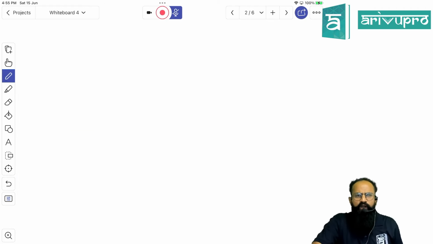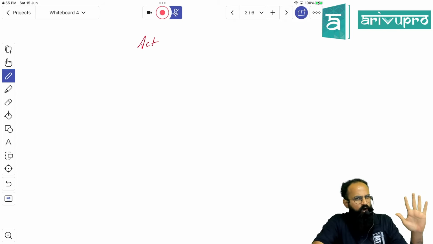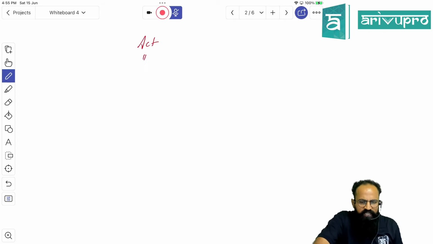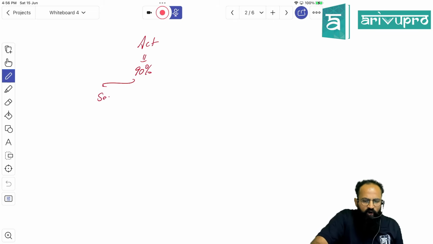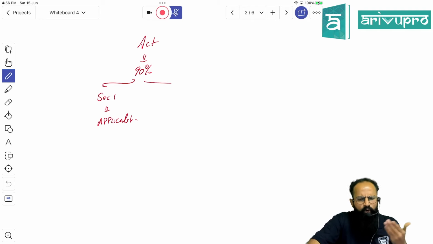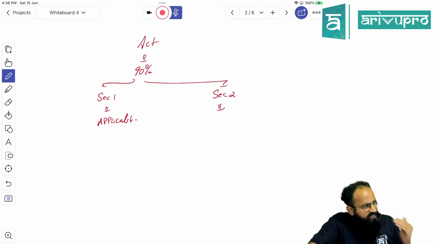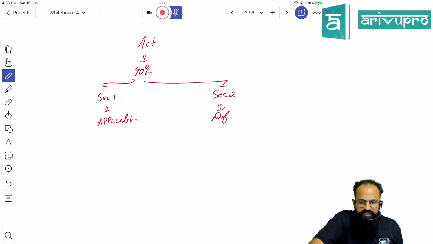Always remember, people, whenever we discuss law, every act will have two sections in common, most of it. Around 90% of the acts have two sections in common. What is that? Section 1 is always called applicability, meaning company law will apply to whom. Section 2, most of the acts will also have in common. What is section 2? Section 2 always covers definitions.